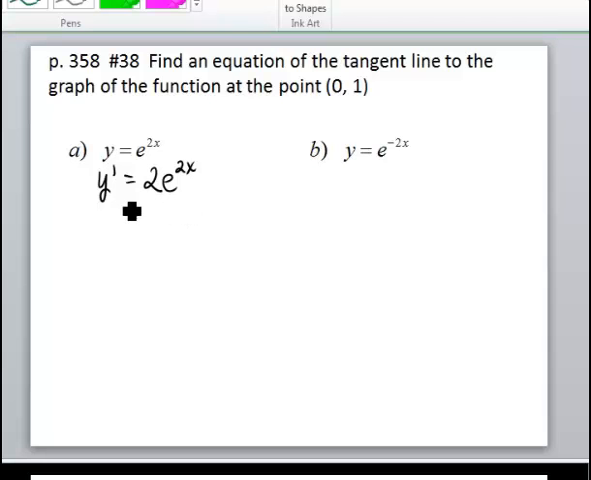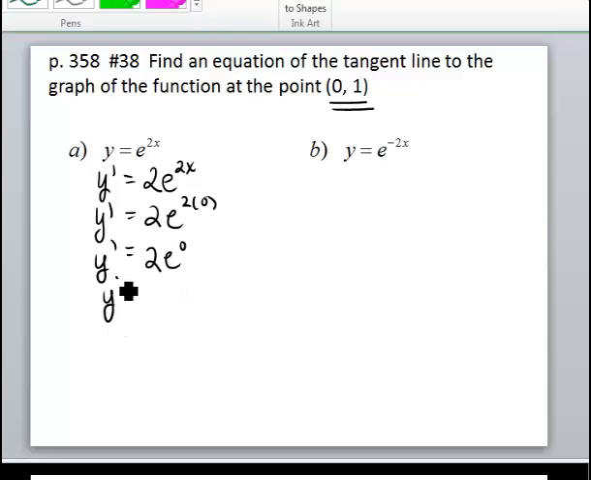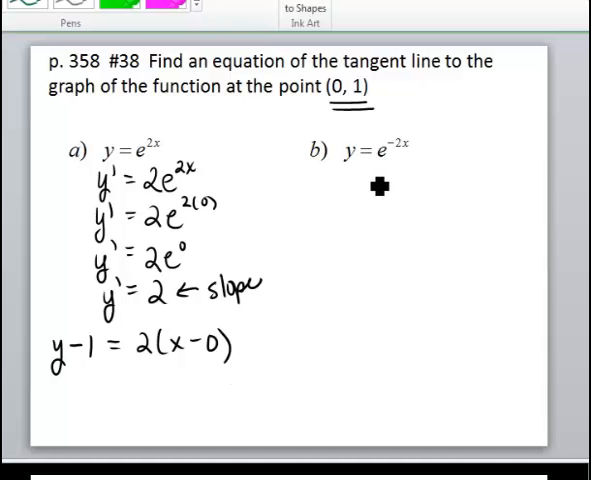So I find out that the derivative at this point, 0, 1, would be 2e to the 2x, and I'll put 0 in. So I find out that the derivative is just going to be 2e to the 0. E to the 0 is 1, so the derivative is 2. So this is the slope of my tangent line. The equation of the tangent line would be y minus 1 equals 2 times x minus 0. I'm going to do it one more time.